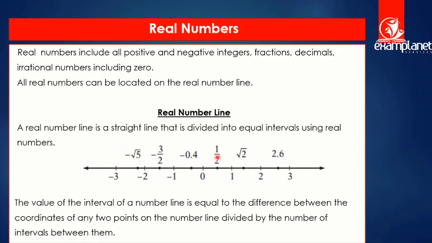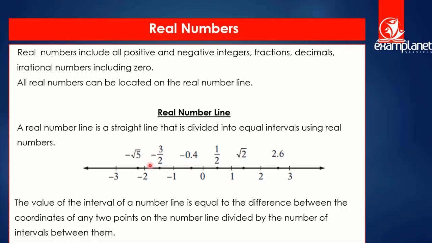Now, as you can see in this example, this is a number line. A straight line, divided into intervals using these real numbers, that's integers. We have -3, -2, -1, 0, 1, 2, 3. So this is what we call a real number line.